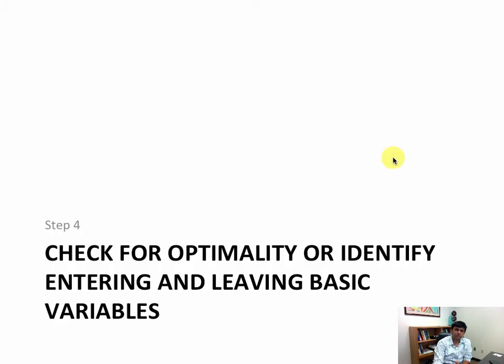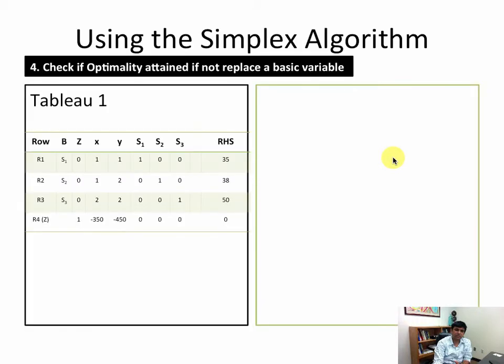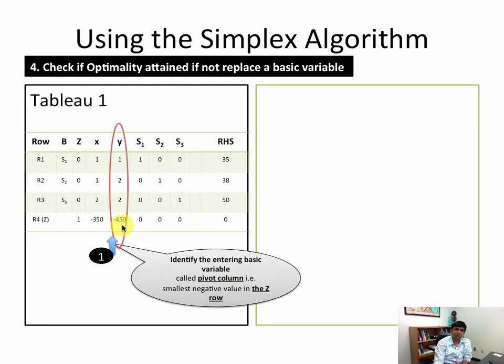In order to check if optimality has been attained or not, clearly we have two negative values of the variables, and the smallest negative value is 450 with a negative sign, and that will be our pivot column.